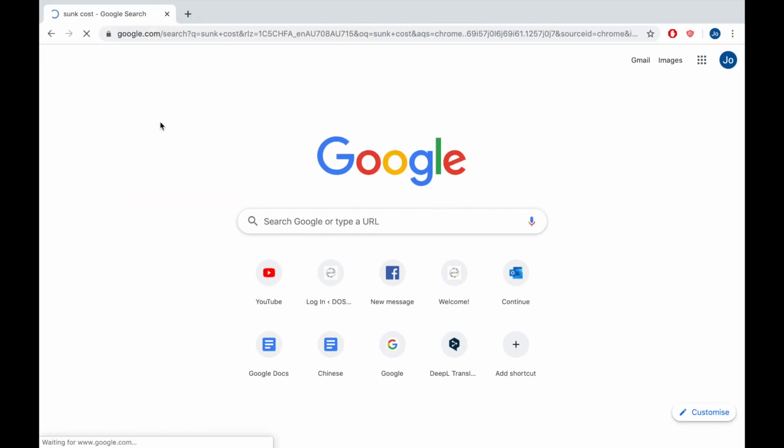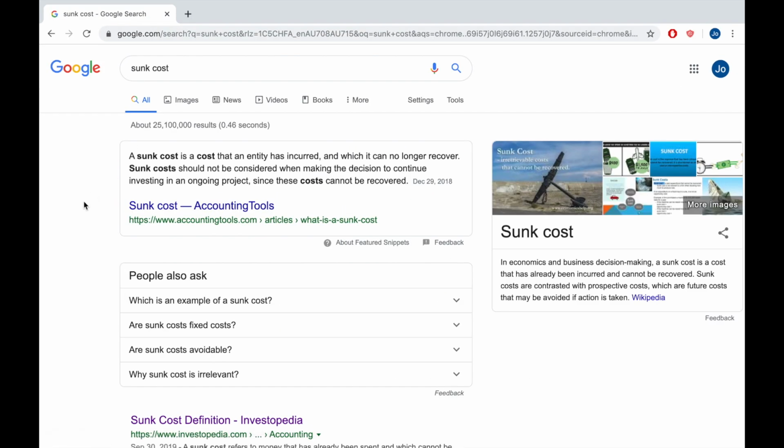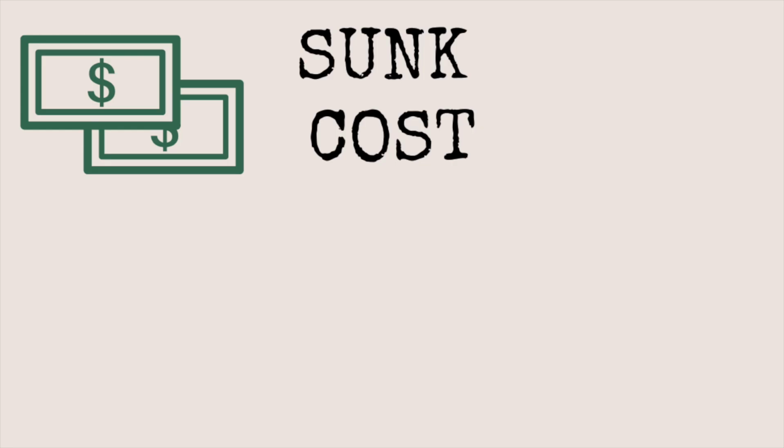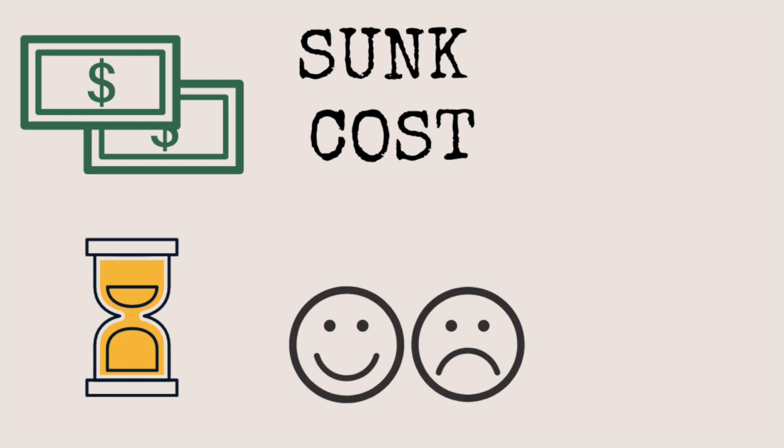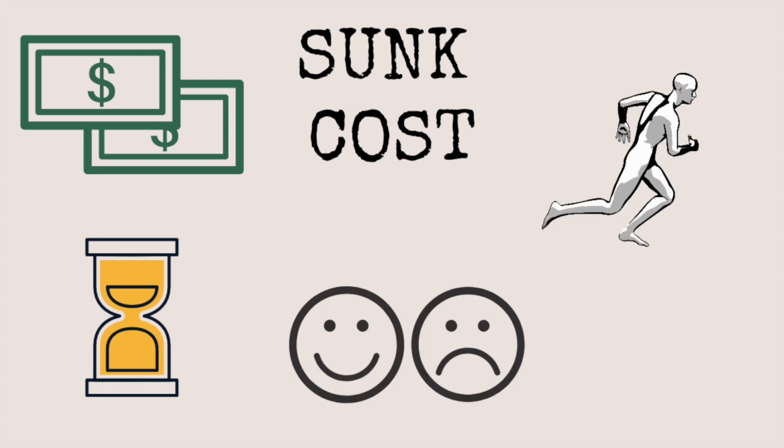First of all, what are sunk costs? So when you Google sunk costs, it comes up with: a sunk cost is a cost that an entity has incurred and it can no longer be recovered. To translate this, it's basically a cost that we've made in the past. We spent it, and because we've spent it, it can't be recovered, refunded, etc. You can see that it's an economic or business term, so in this case the cost is usually referring to money. But holistically, this could expand to time, emotions, or energy invested in the past.